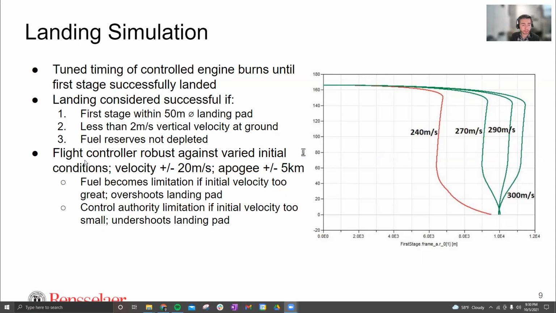All right, so the flight controller is basically robust against varied initial conditions, as seen in the plot on the right here. You can see four different initial conditions, varying initial velocities. We have some slow ones, we have some fast ones. The successful landings are shown in green here, and the unsuccessful one is in red. In this case, the initial velocity was too slow. The grid fins didn't have enough control authority to bring the rocket first stage all the way over to the landing pad. That's a failure. But these other examples are successes, and it shows that this model is a little bit robust against varying initial conditions.